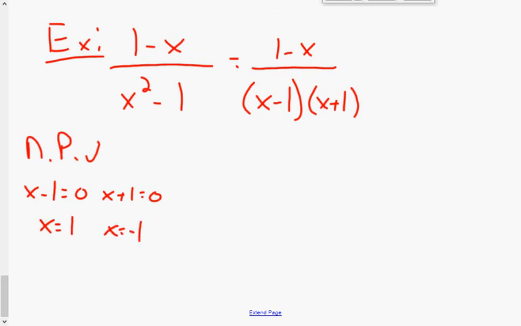Now, the question is, do I have to show my work every time for this? No, you do not. You can just write them out, all right? Don't worry about it. I just show the work every time for now. Eventually, I'll stop doing it as well. Questions about the NPVs?